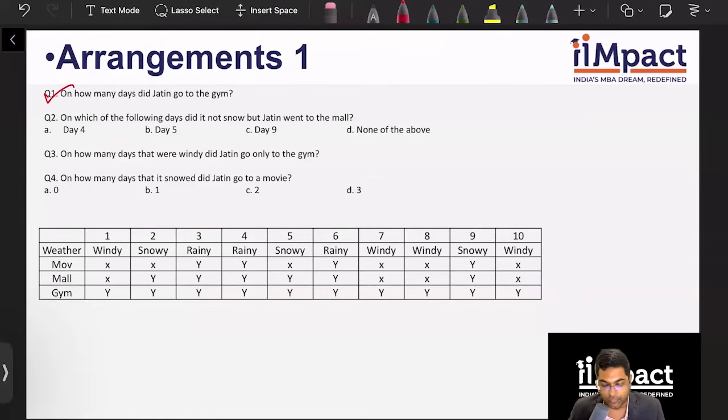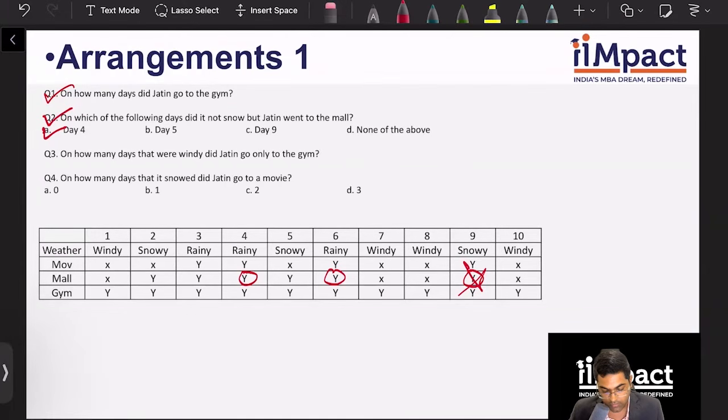Question number 2. On which of the following days did it not snow, but Jatin went to the mall? So mall but not snow. This is 1, 2, and 3. Right? And this is day number 4, 6, and 9. So it did not snow, but Jatin went to the mall. Mall 4, 6, and 9. Okay, that's all right. So we have multiple days. Oh, sorry, 9 is snowing. My bad. It's day 4. Yes, my bad. All right, question number 3. On how many days that were windy did Jatin go to only gym?